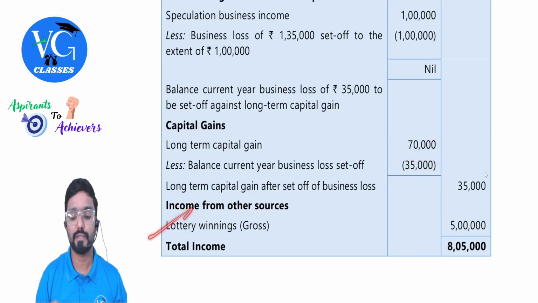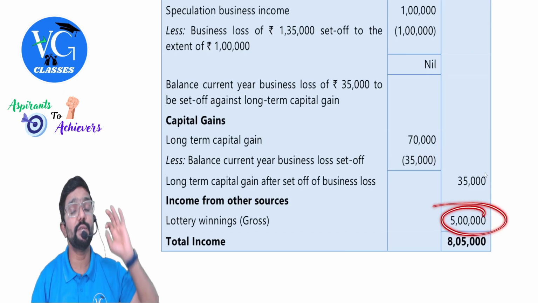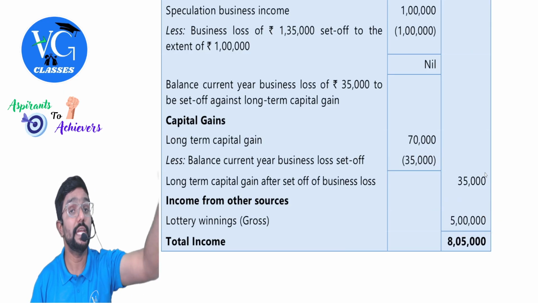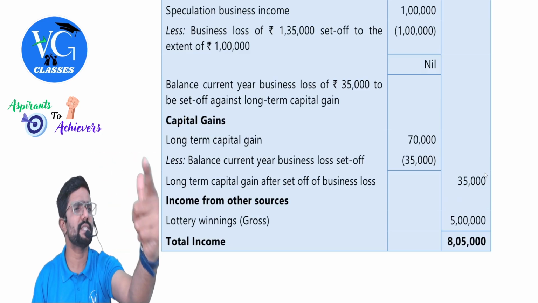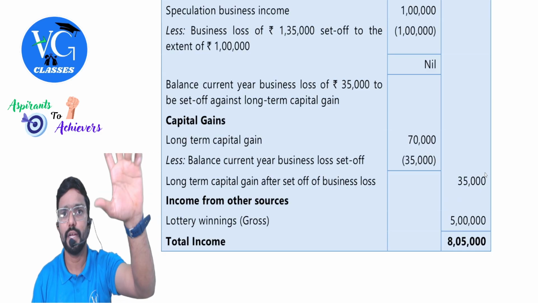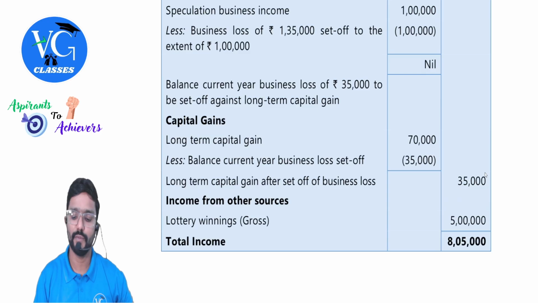Then lottery winnings, gross. Guys, please be careful. Against this, you cannot set up any loss. You cannot claim any expenditure. You cannot set up any deductions. Clear? Against casual income. Fine.